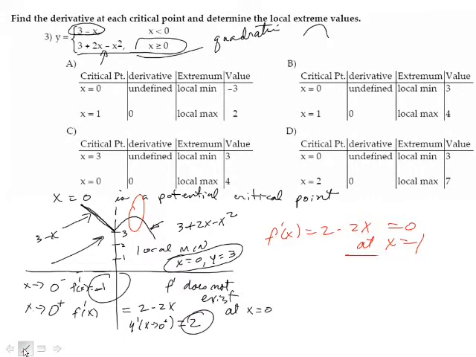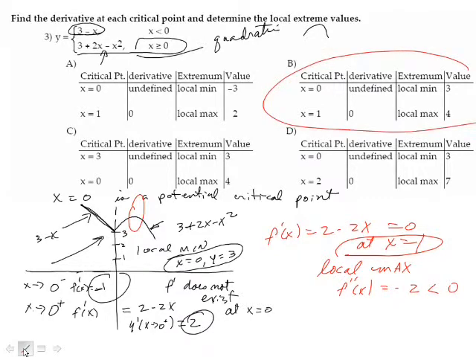And without even doing the second derivative test, you know that that is a local max, because it'll be concave down. Just go ahead and do it. F double prime of x is equal to minus 2, it's less than 0. So of all the answers we have here, at x equals 0 the derivative is undefined, it's a local minimum, and the value is 3. And at x equals 1, the derivative is 0, and it's a local max, and f at 1 happens to be 3 plus 2 minus 1 equals 4. So answer B.